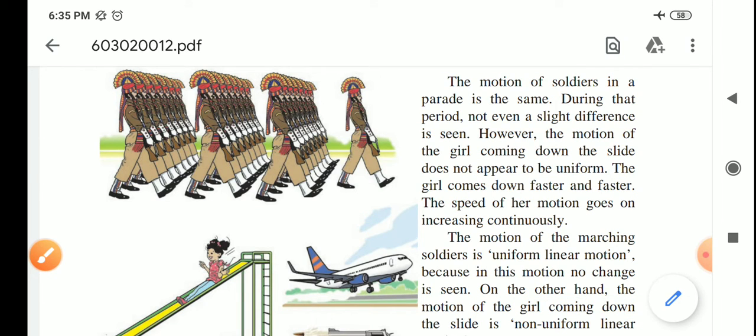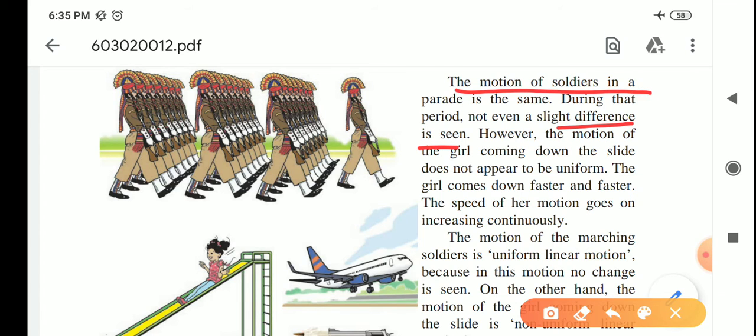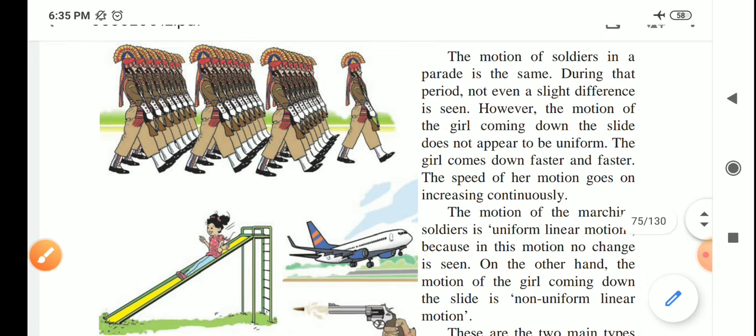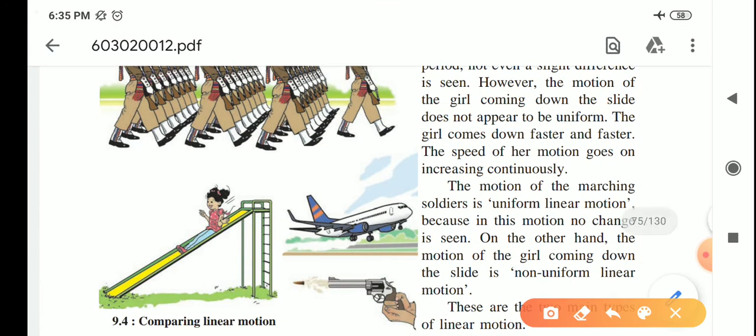There is not even a slight difference seen in their motion. The motion of soldiers in the parade is the same, but in the case of this girl who is moving down the slide, the speed keeps on increasing in the inclined direction, in this direction.